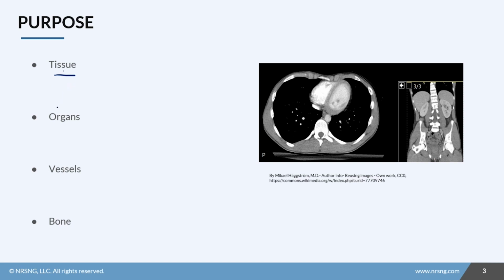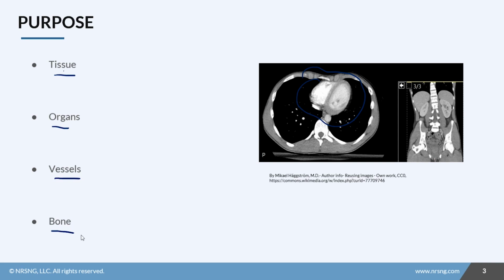So they show organs, like in this picture over here. You can see some organs right here. It's kind of a cross-sectional picture here. And they help to diagnose disease like pneumonia or heart disease. They show vessels and any clots that are within them, and complex bone fractures may be seen with these that aren't visualized in regular X-rays.